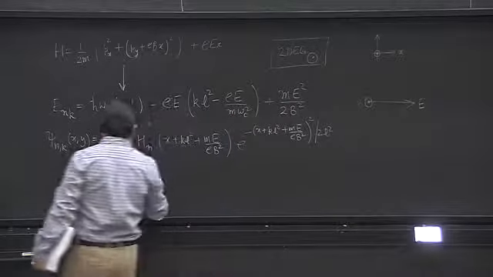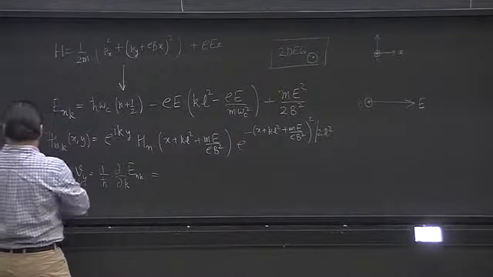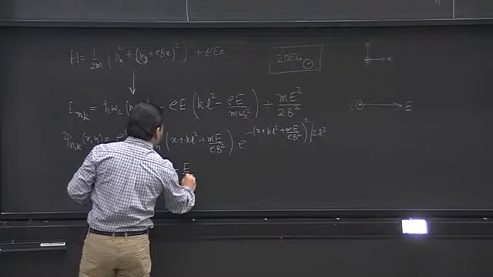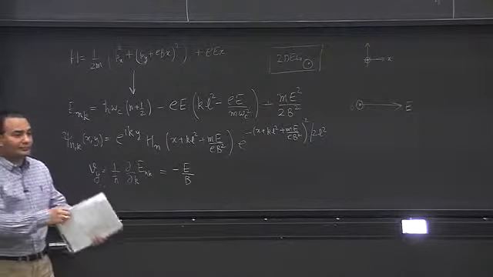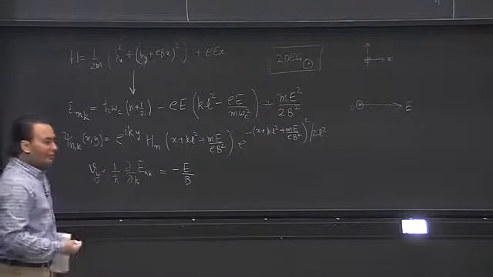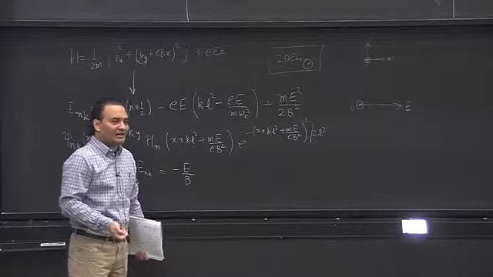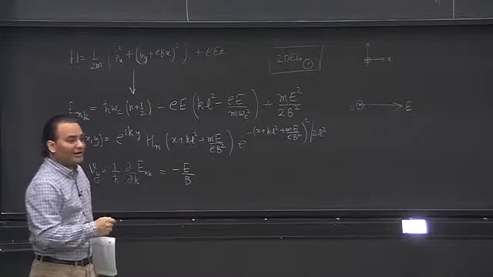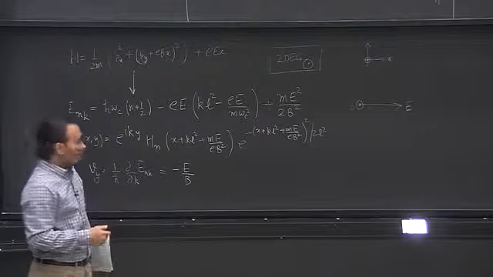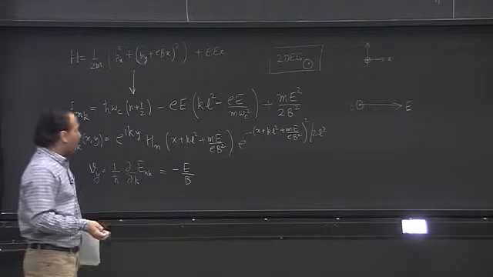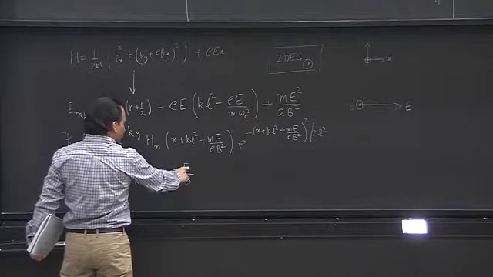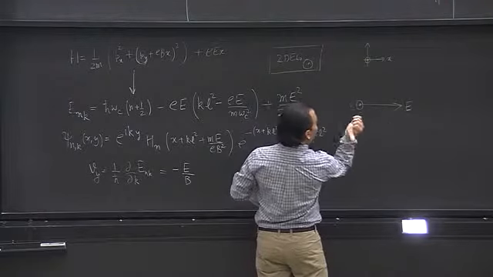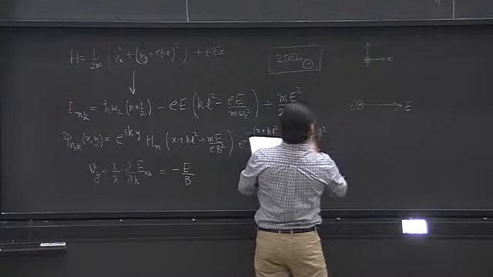Let's calculate this velocity. If you calculate this, you will find out that this velocity is minus E over B. This you've probably seen also in electrodynamics, that in the presence of electric and magnetic fields, the drift is not in the direction of the electric field. It is in the direction of E cross B. So the velocity is in the y direction, that is minus E over B. And if you do E cross B, it is in the minus y direction.